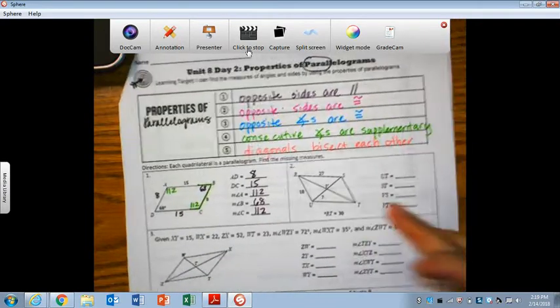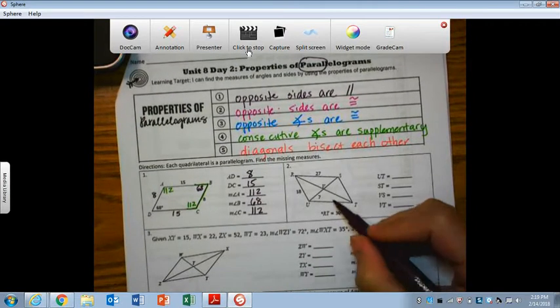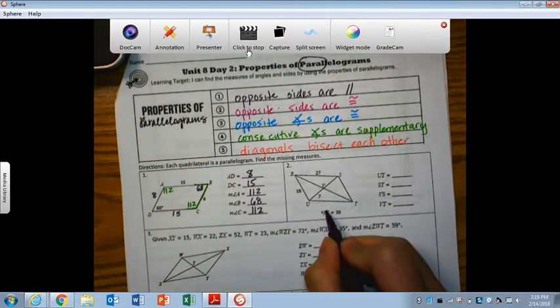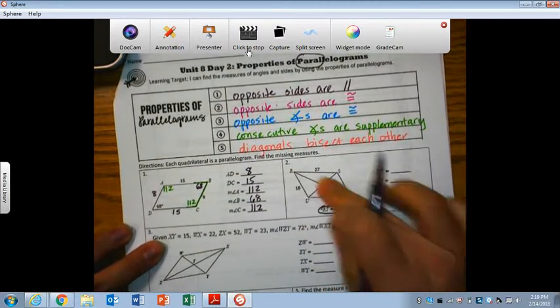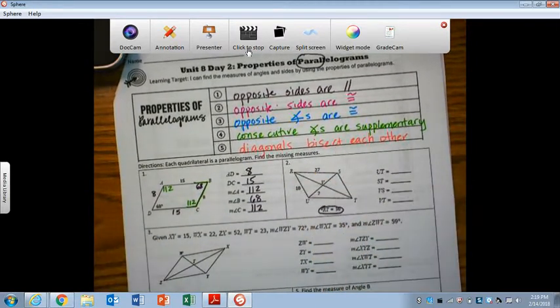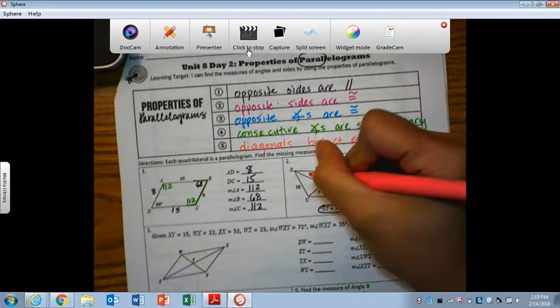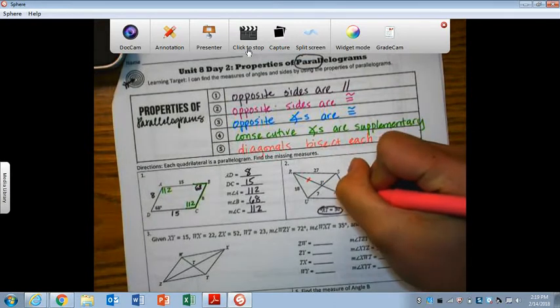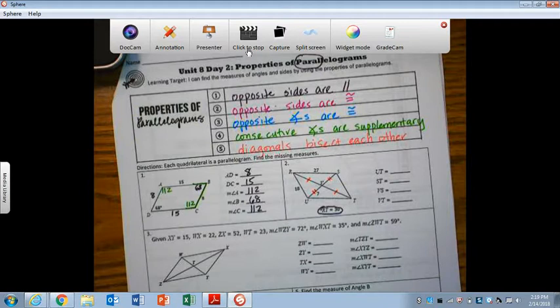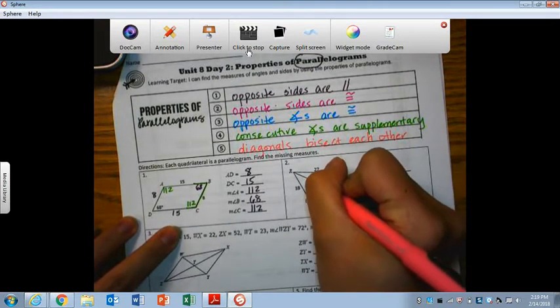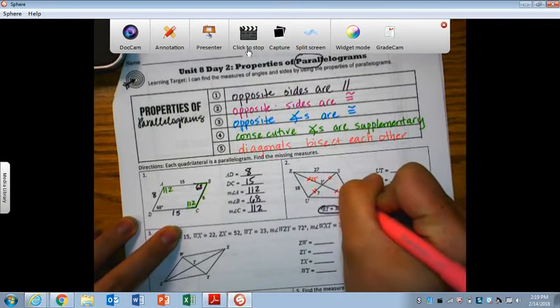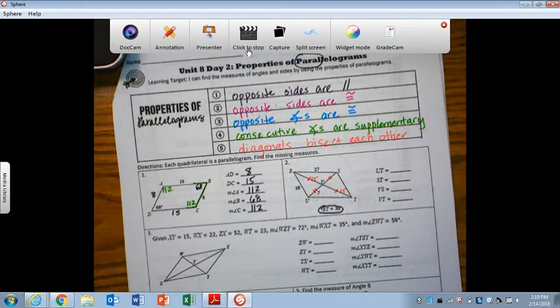Next thing. Alright, so let's see what we've got. Keep in mind they say that RT equals 30. So RT equals 30, well, that is a diagonal, and diagonals bisect each other. So you know that this is cut in half, and this is cut in half. So right off the bat, if that whole thing is 30, I'm going to put 15 there. 15, okay? So that's 15.